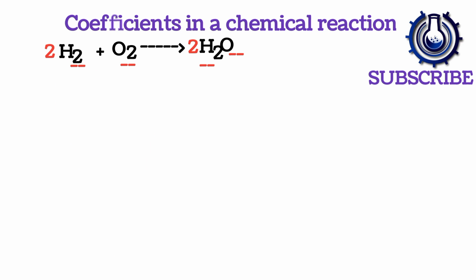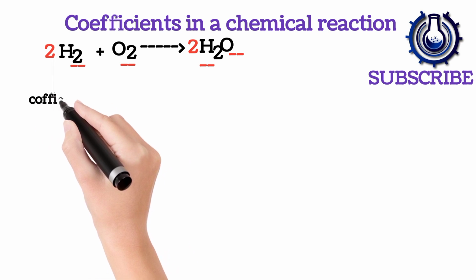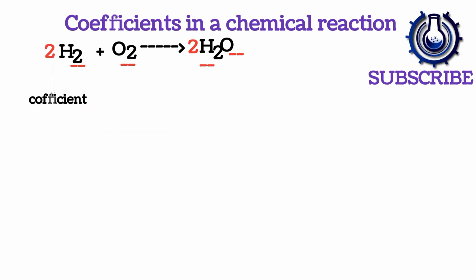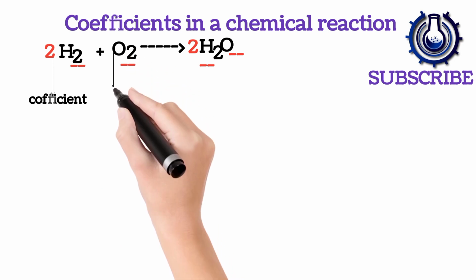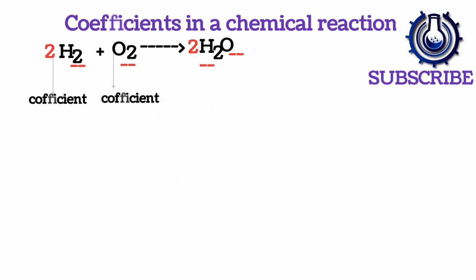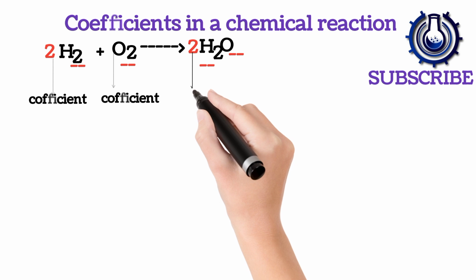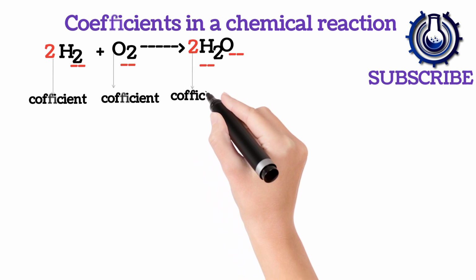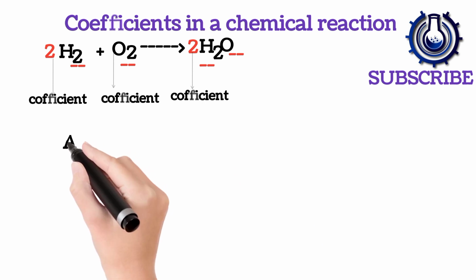Now, in this equation, the coefficient of hydrogen is 2. The coefficient of oxygen is 1. Anytime you see that there is no number written, it denotes that the coefficient is 1 in any equation. And for H2O, which is water, the coefficient is 2.